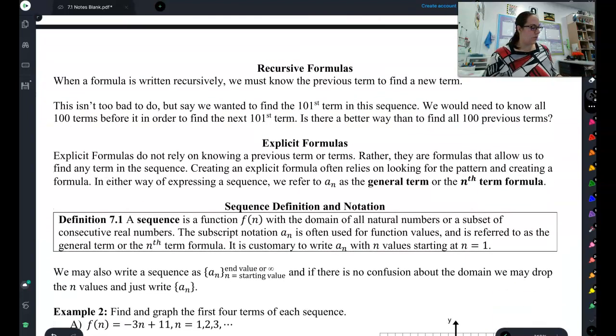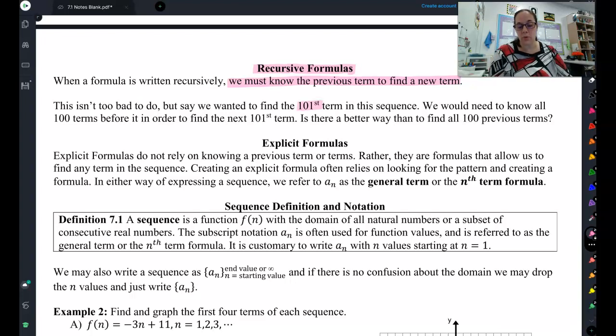Last few things, just a little more about our recursive formula. We must know the previous terms to find the new term. So if we wanted to find, like I said, the 101st term, we would need to know all the 100 terms before it in order to find the next one. The better way to do that is the explicit formula, which just gives us a general formula that I can plug anything into.